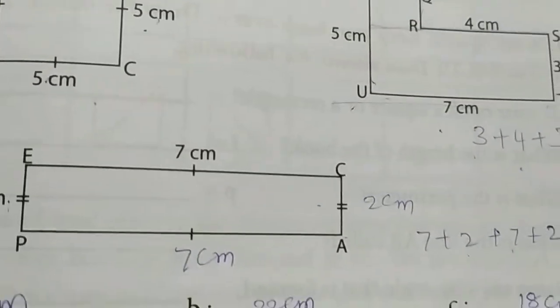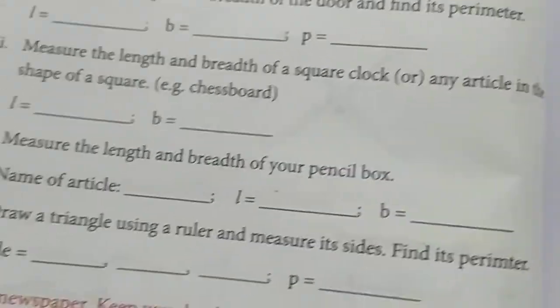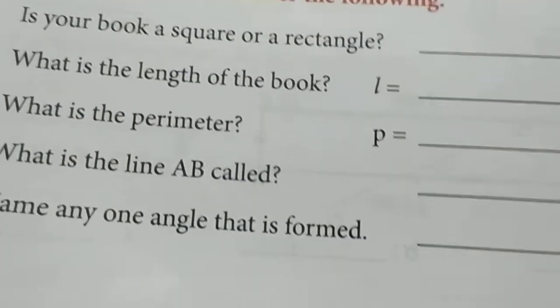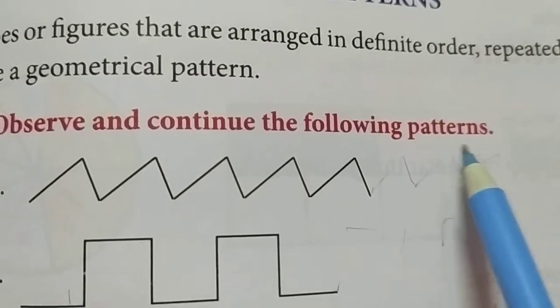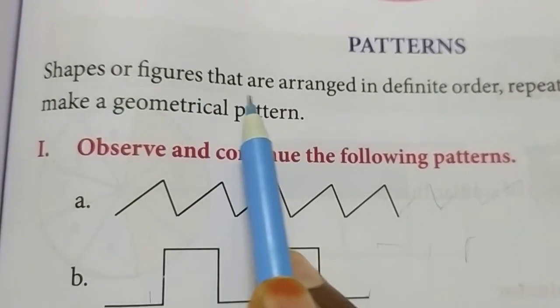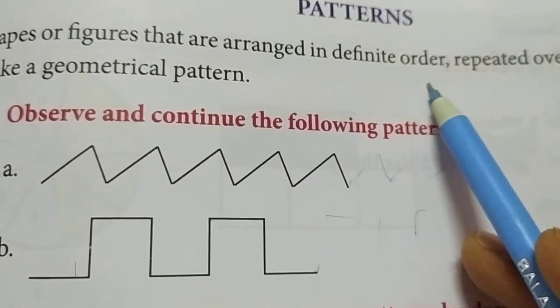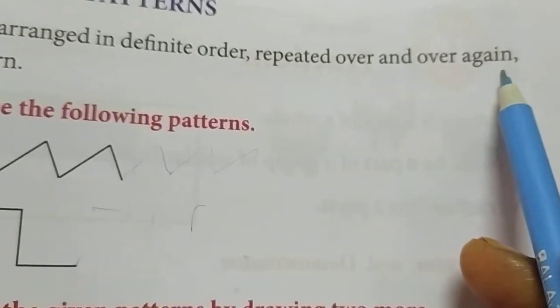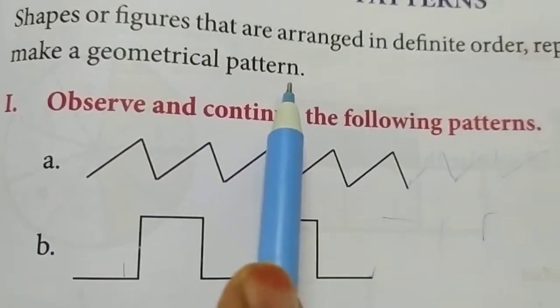Okay children. Now in the next page, 91. So this is the activity you can do on your own in page number 90. This page number 91 is about the patterns. See, observe and continue the following patterns. Shapes are figures that are arranged in definite order, repeated over and over again, make a geometrical pattern.